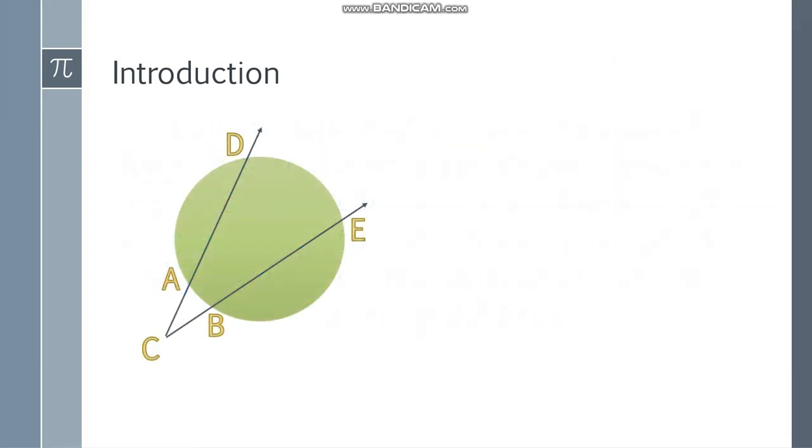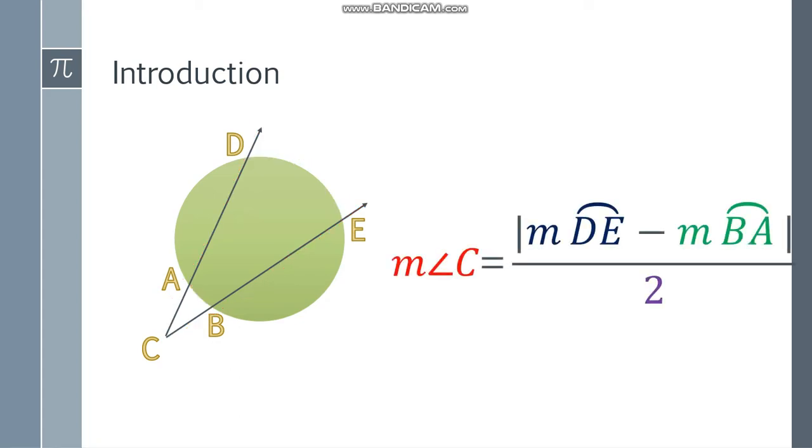So here's the figure. We have two secants here, and they intersect at a point. These two are the intercepted arcs: arc DE and arc AB, and angle C. The formula is the absolute value of the difference between the two intercepted arcs, divided by 2, and you will get the exterior angle, which is angle C.